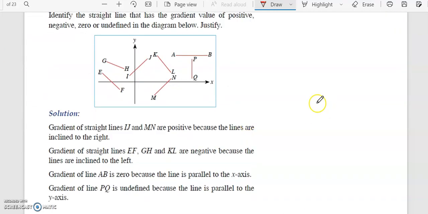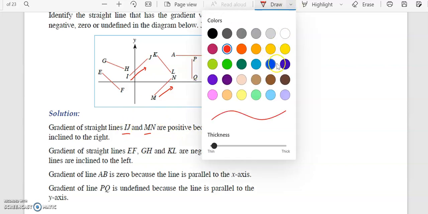So next we go to example 8. Identify the straight line that has a gradient value of positive, negative, 0 or undefined in the diagram below. Okay, we go one by one. The straight lines IJ and MN are positive because the line is inclined to the right.